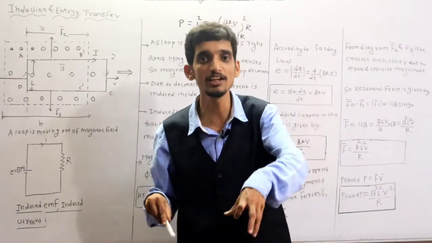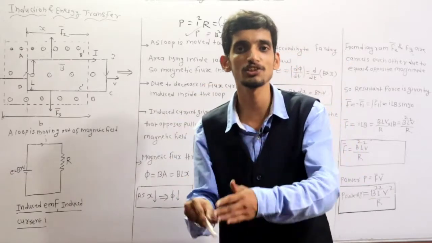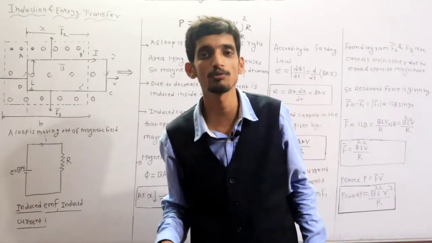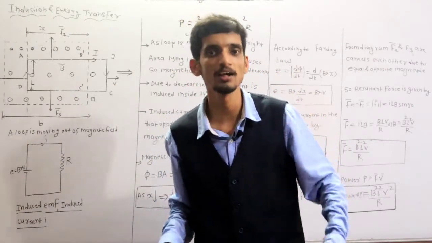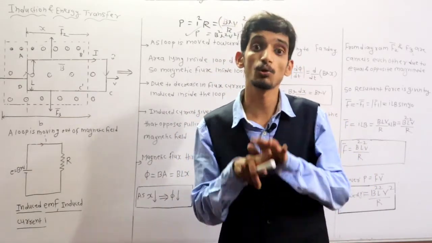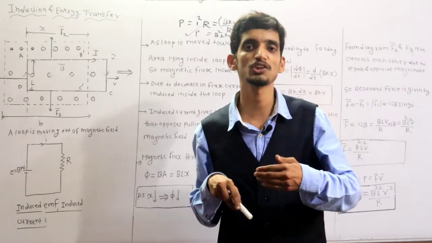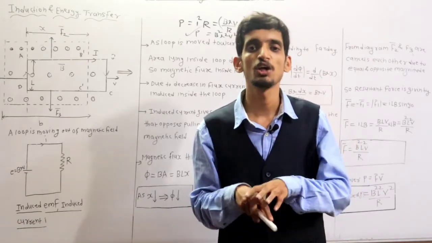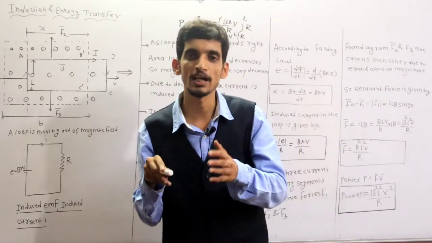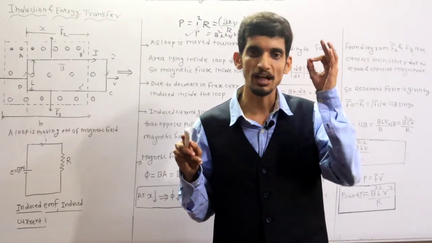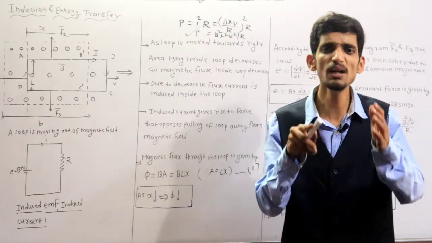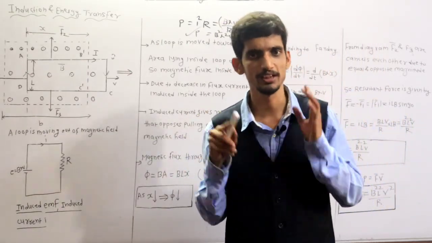With the help of a magnetic field, you can convert mechanical energy into electrical energy. And the formula for the power that you have derived is B square L square V square by R. Clear? Okay. So in this lecture, we have thoroughly discussed the important topic induction and energy transfer, in which we derived four formulas: induced EMF, induced current, force and power, in terms of magnetic field B, length of the conductor L, resistance of the loop R, and velocity V of the conductor. Thank you.